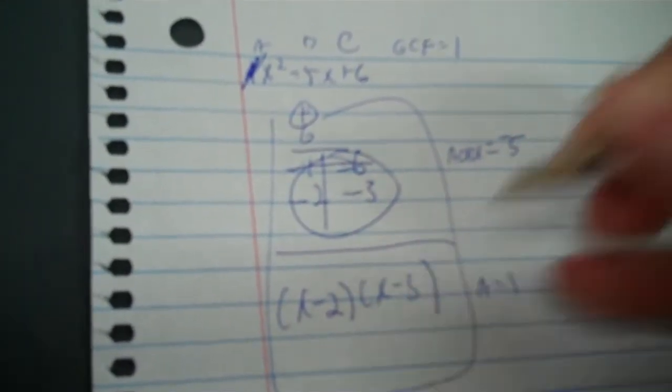Okay. Now A is 1, so you can forget about the 1 and just rewrite it as x minus 2, x minus 3. Then I cross that expression out and I replace it with these 2 parentheses, x minus 2 times x minus 3. Okay, now x squared plus 3x plus 2.